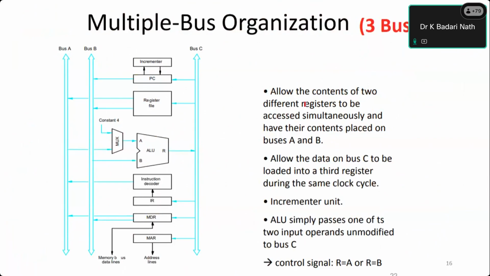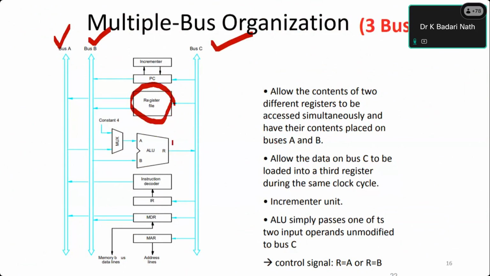It allows the contents of two different registers to be accessed simultaneously and have their contents placed on the buses A and B. You can look at the register file here. Register file is the word we use for the collection of all the registers. See, now three buses are there: bus A, bus B, and bus C. So all three buses are used to execute the instructions.